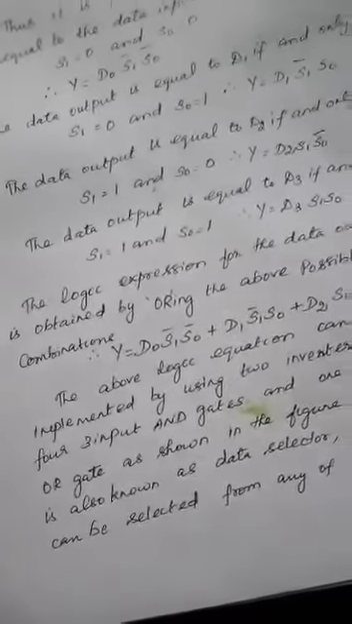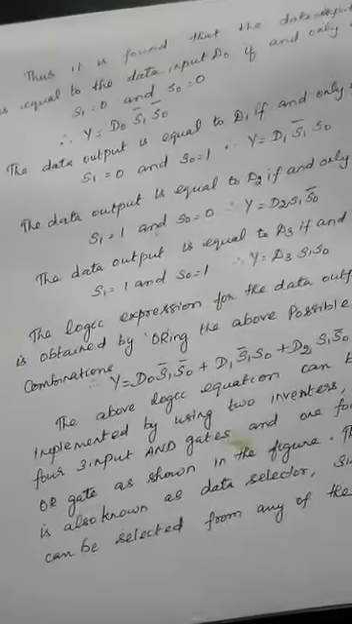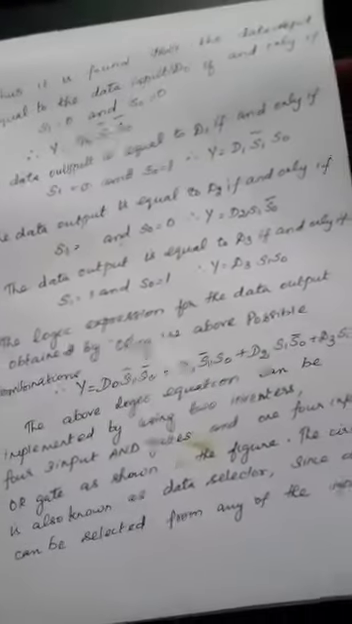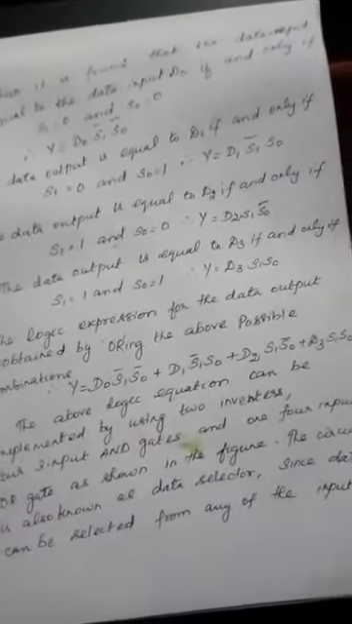The above logic equation can be implemented by using 2 inverters, 4 3-input AND gates and 1 4-input OR gate as shown in the figure. The circuit is also known as data selector, since data can be selected from any one of the input lines. So to draw the logic gate diagram for this, once again I am saying, we need 2 inverters, 4 3-input AND gates and 1 4-input OR gate.